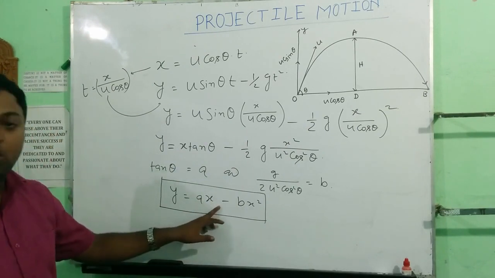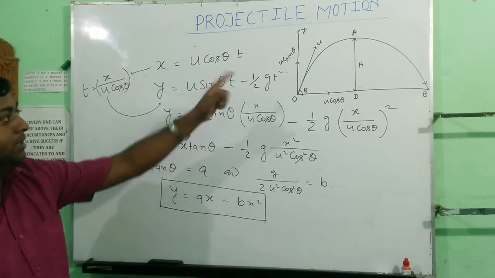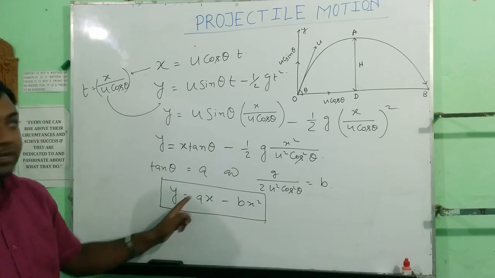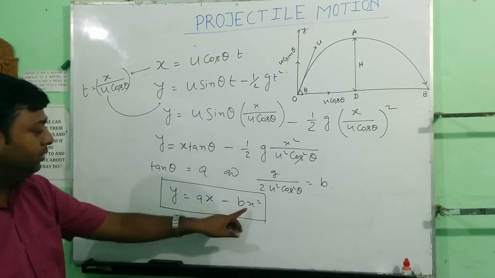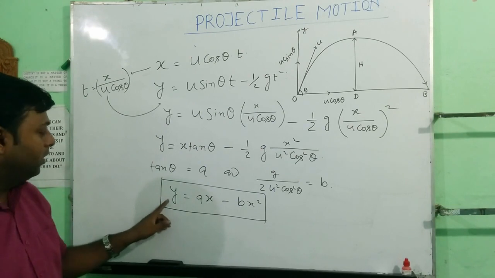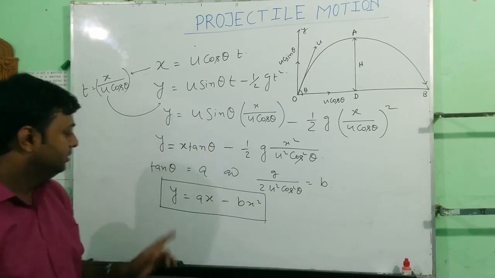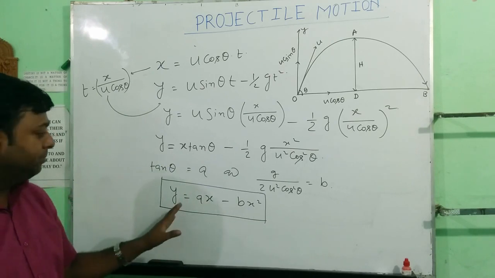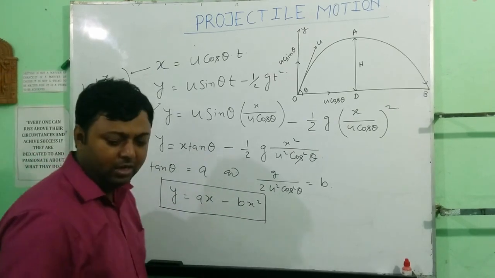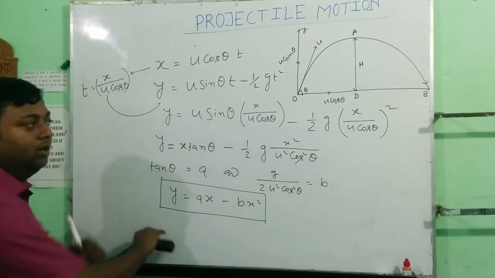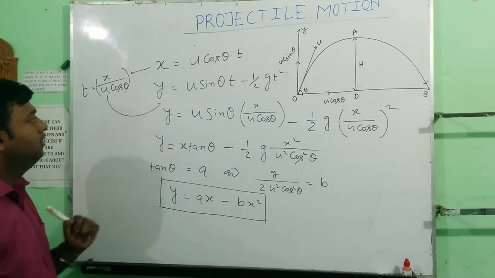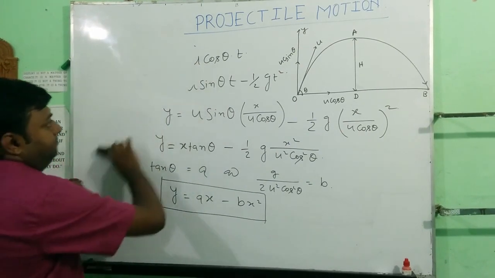This is the curve of a parabola, and the equation represented by yx looks like a parabola. When we put x equals to 0, then y equals to 0. That means it passes through the origin. That's why the equation is a parabolic curve. Now we find out the horizontal range of the projectile.